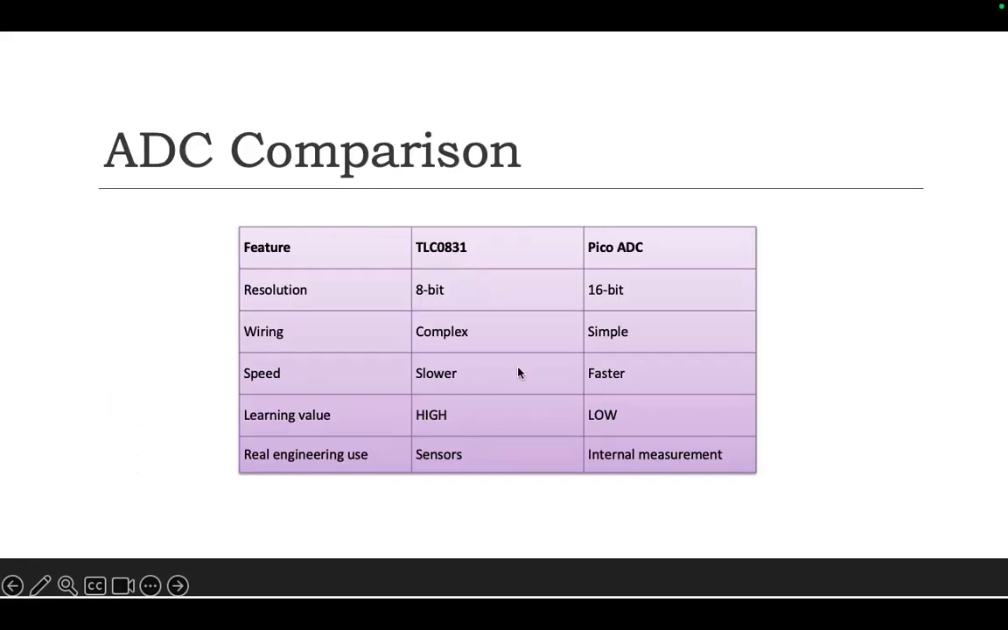This is the comparison between the internal and external ADC. For the external one, the resolution is higher, while the internal one is simpler and faster, but the learning value is lower. This is also for the internal measurement sensor.